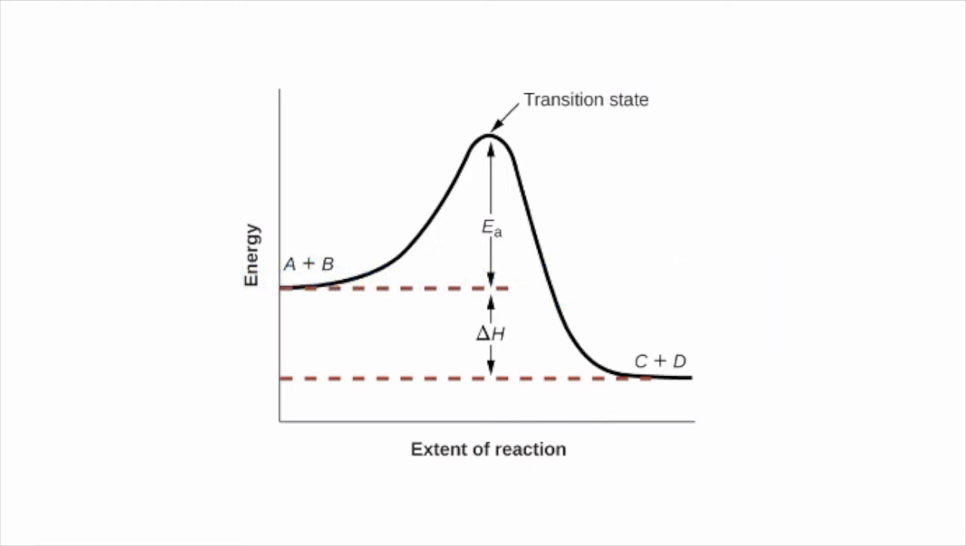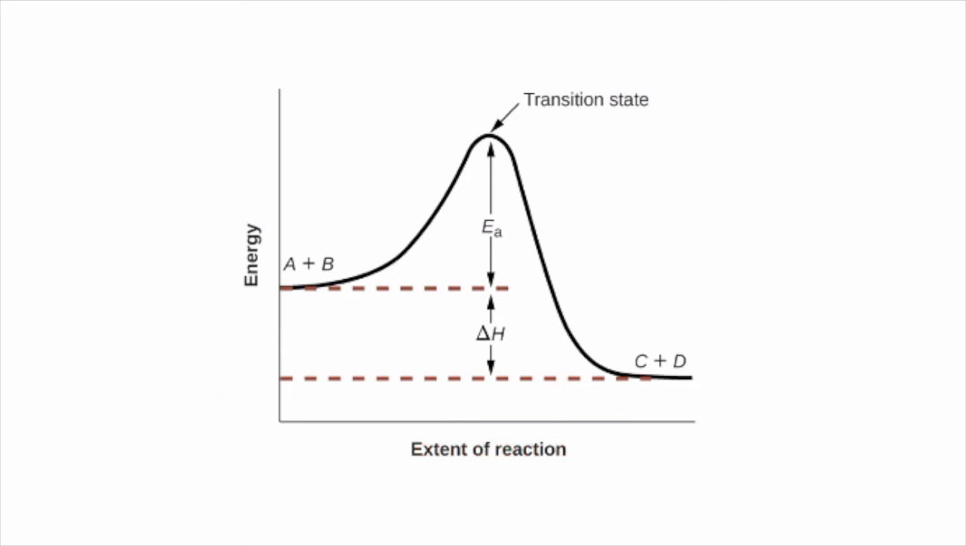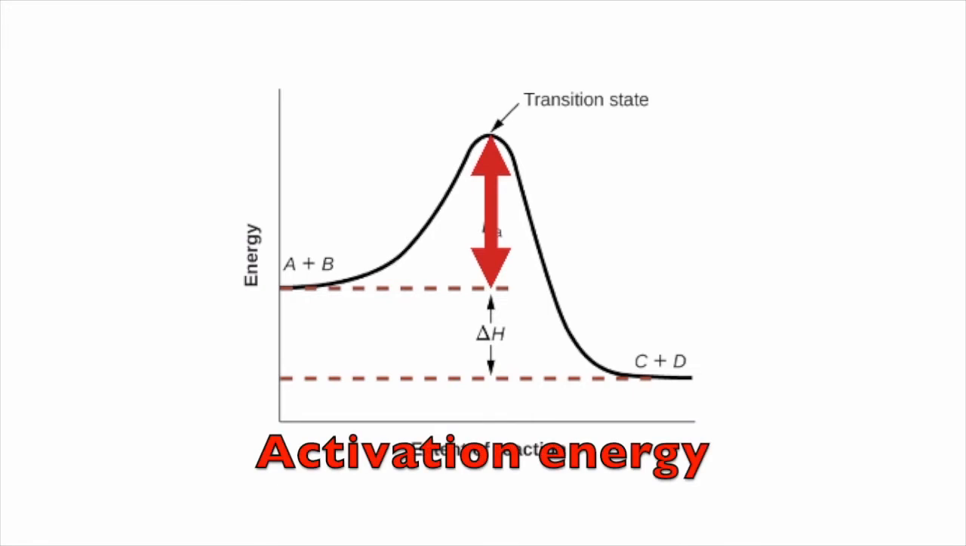But you'll notice we have energy along the y-axis, and along the x-axis we have the extent of reaction. We'll go over what that is a bit later. The thing we're going to look at right now is the energy. Activation energy is the minimum energy that's required to form a product during a collision between reactants. When we look at this graph, you can see A plus B. This is the potential energy of the reactants. And then we go all the way up to the top of a hill. We call this difference in energy from the potential energy of the reactants to the top of the curve the activation energy.